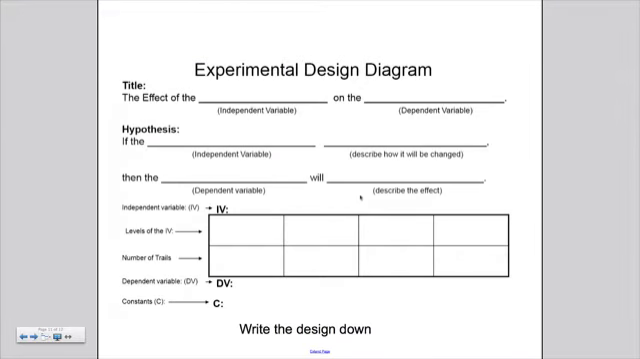Okay, here's a diagram of an experimental design. It's one example of a design that you could use. Basically, pause the video and write down the experimental design diagram on your paper. Unpause the video when everyone is done.